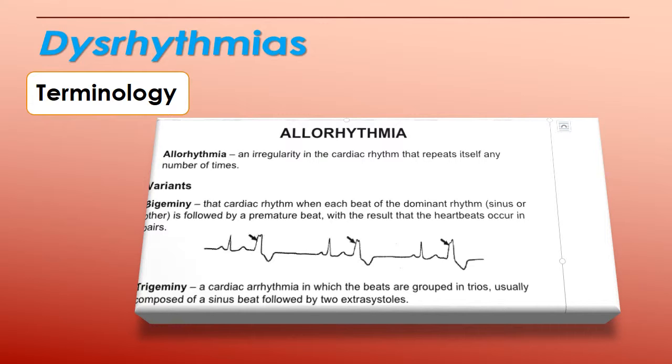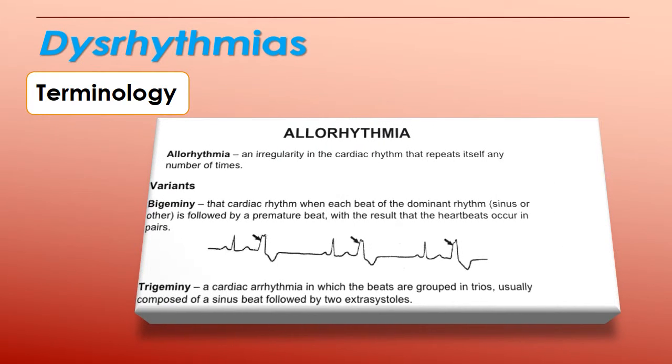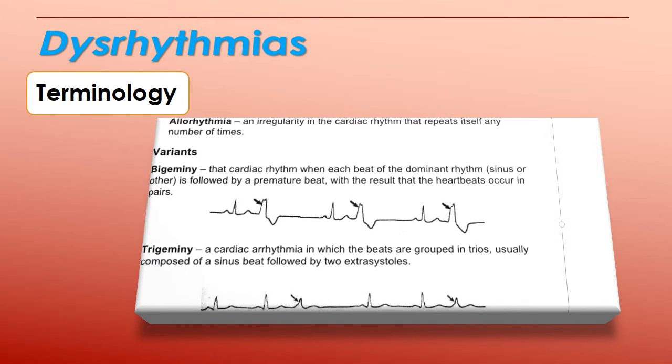When talking about premature complexes, I also want to talk about what's called allorhythmia. It's an irregularity in the cardiac rhythm that repeats itself a number of times. That's where you may see something called bigeminy. Bigeminy is an alternating normal complex with a premature complex: a normal complex and then a premature complex, in a repetitive two-beat pattern. So bigeminy, by two, is happening in pairs.